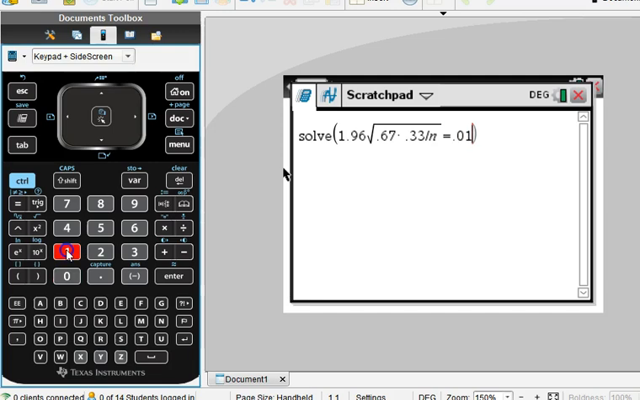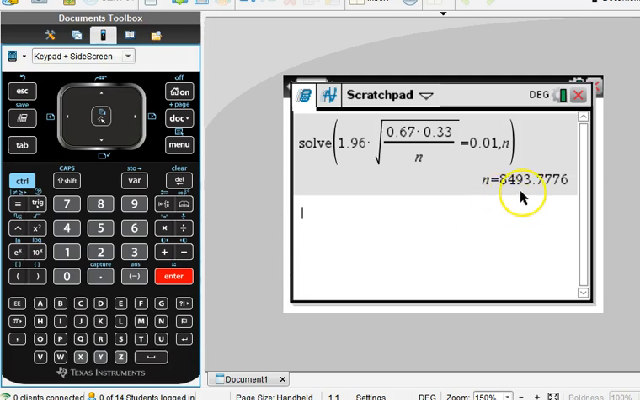So this has to be an equation. It's got to have an equal sign in it. And then comma, and then the variable that I want to solve for, which in this case is n. Now, I could have put x both of those places, but I just decided to use n. Then push enter. It tells me the value for n that solves this equation.